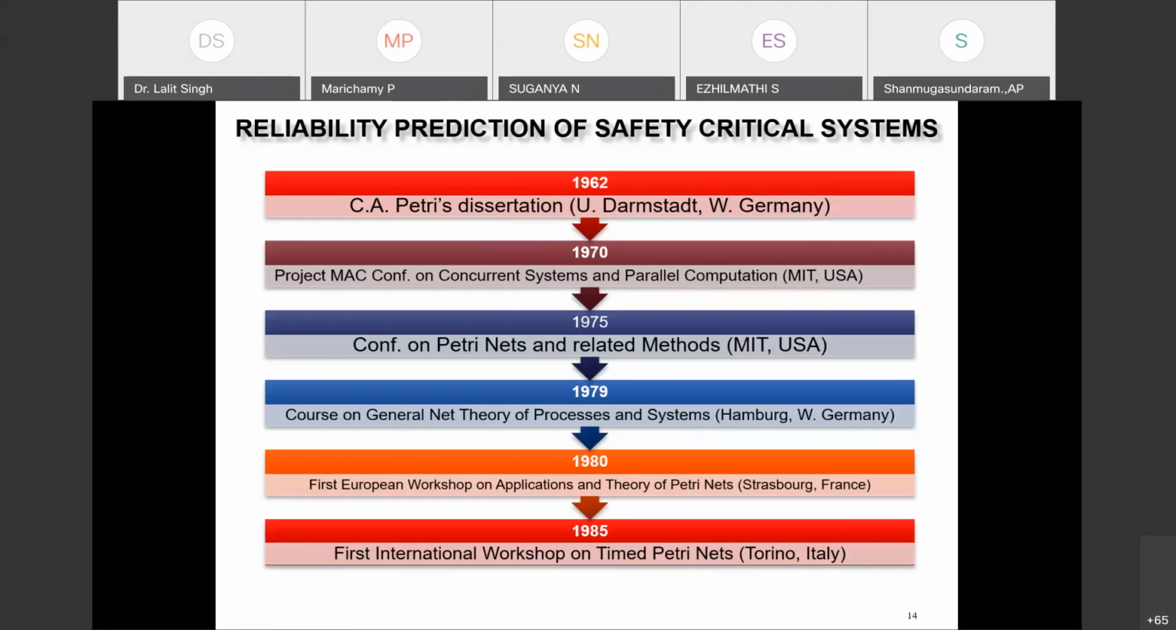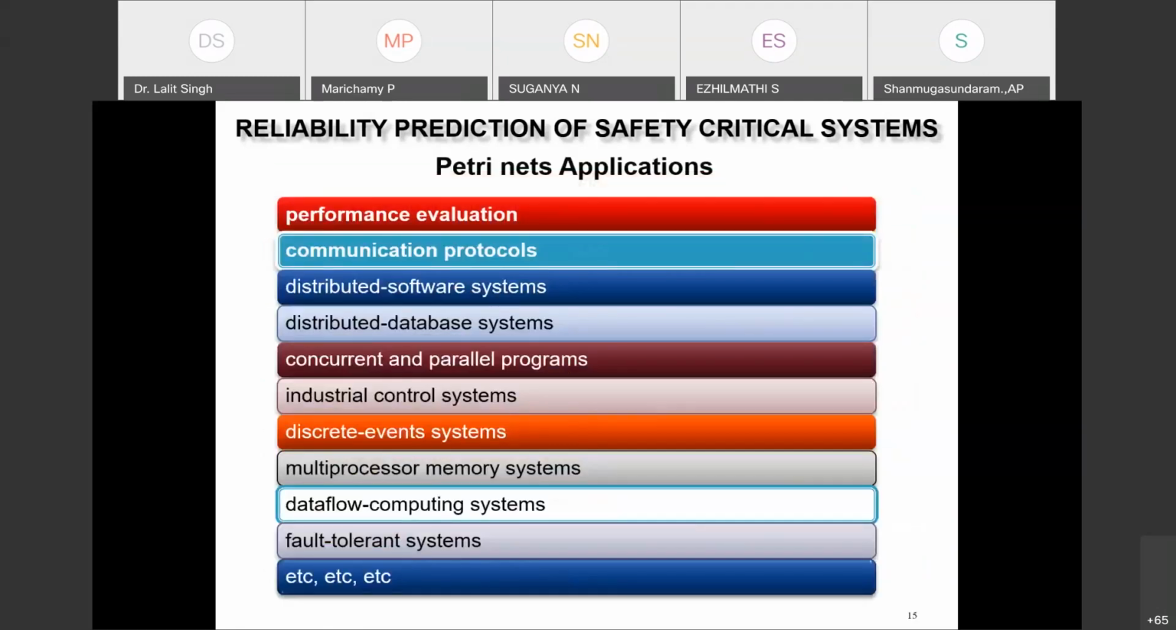So this was the history, stating only a few milestones just to realize the popularity of these Petri nets in industries. And if you look into Petri net applications, it has the potential to cater to almost all kinds of applications.